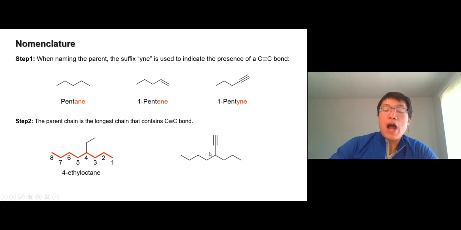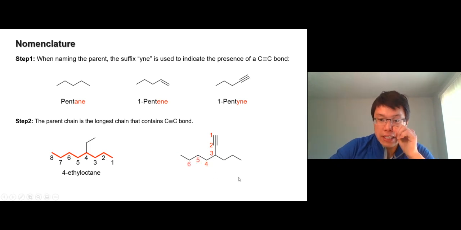Now, for an alkyne, your parent chain has to include the triple bond, and the triple bond has the lowest number. So when you start counting from this terminal alkyne, you've got to start with the alkyne. 1, 2, 3, go to the left side, you get a longer chain. 4, 5, 6, 7.